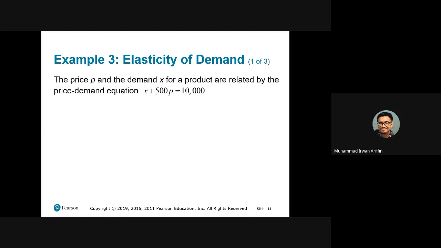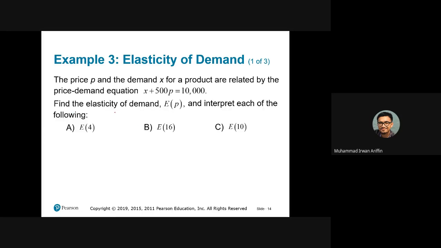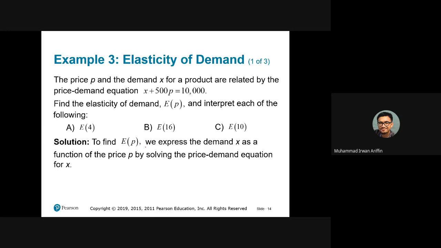Let's say we have this example. We have price and demand X related by this equation, quantity and price. We have been asked to find the elasticity of demand and interpret each of the following. So let's try to do this. We simply rearrange this equation and express the demand as a function of the price. So this is our demand equation, our demand function.